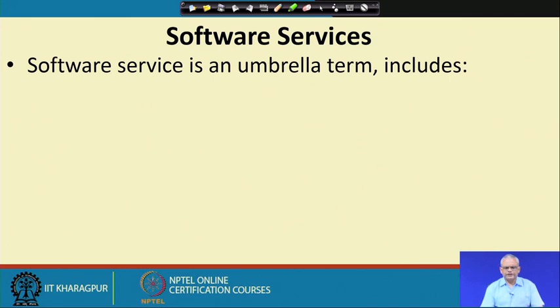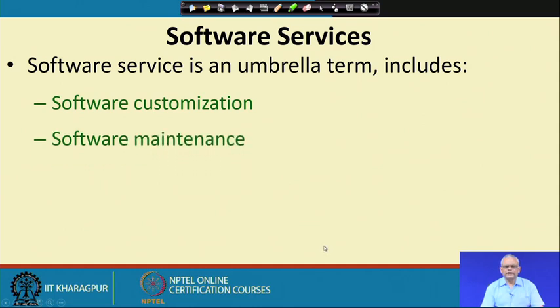Software services is basically an umbrella term, in the sense that we have various types of software services projects. For example, we have software customization. Some software needs to be changed a little bit to fit the requirements of some customer. Software maintenance is also a service. Some software is developed, but then an organization has a project to maintain it. A team is dedicated to maintaining some software, and this is another type of software service.